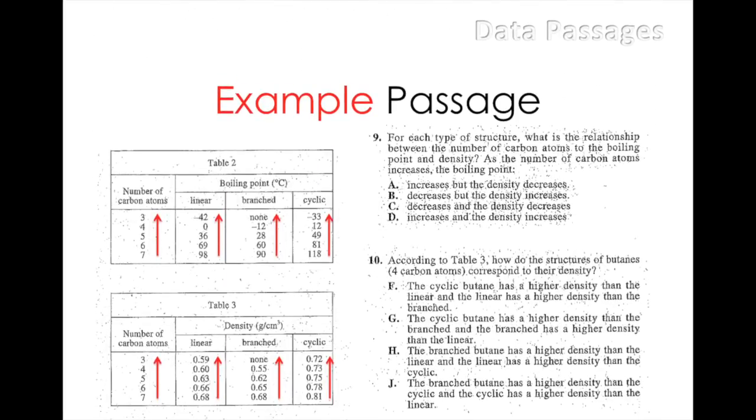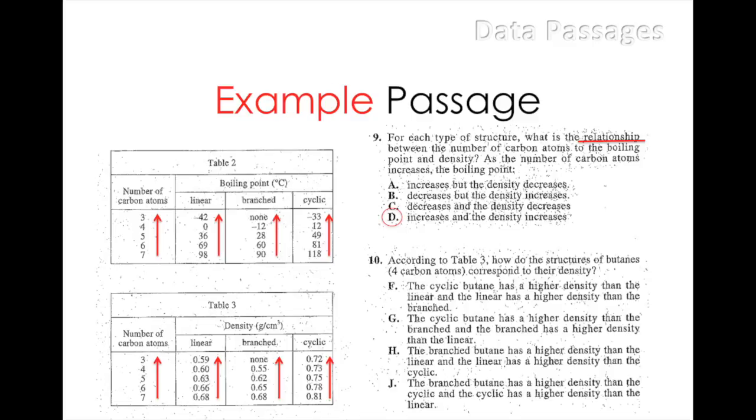For each type of structure, what is the relationship between the number of carbon atoms to the boiling point and density? That word relationship is key. It lets you know to look at the arrows. These arrows match, which means the answer should match as well. Therefore, the correct response is D, increases and increases.